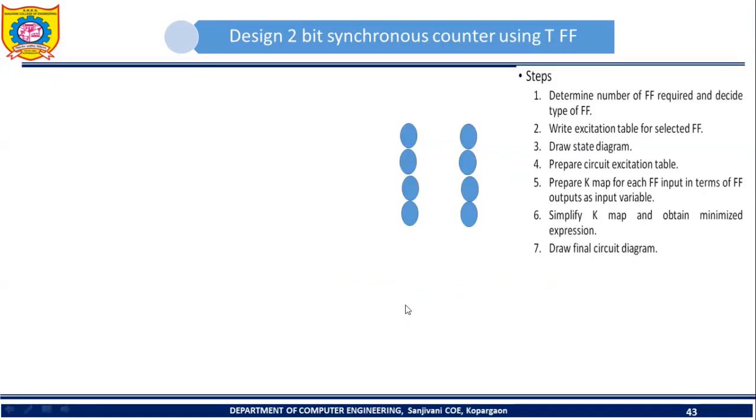Now let's see step number 4. So which is step number 4? Prepare circuit excitation table. Already you are familiar with the excitation table of a flip-flop. Now here it is expected to prepare the excitation table for the circuit. So which circuit do you want to design? We want to design a 2-bit counter. Okay, so a 2-bit synchronous counter.